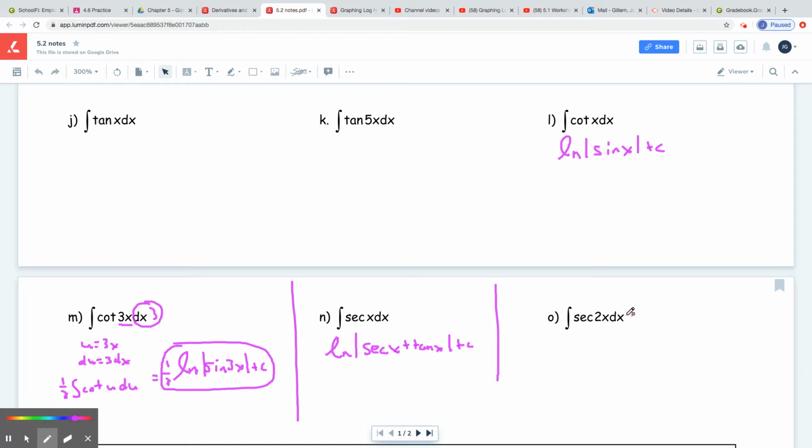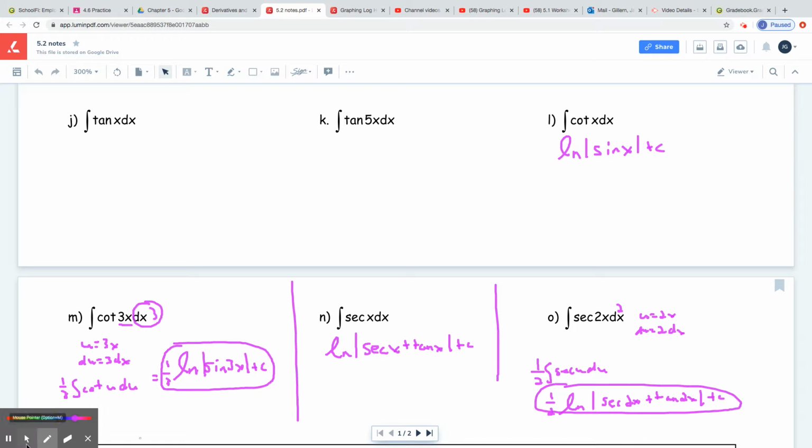What should happen is you should have made u 2x, du 2dx. We're going to add a 2, which means we have a 1/2 on the outside, integral of secant u du. We then look at our formula sheet, which tells us this. So our final answer is 1/2 natural log of the absolute value of secant u, which in this case is 2x, plus tangent u, which in this case is 2x again, plus c. And there is our answer.